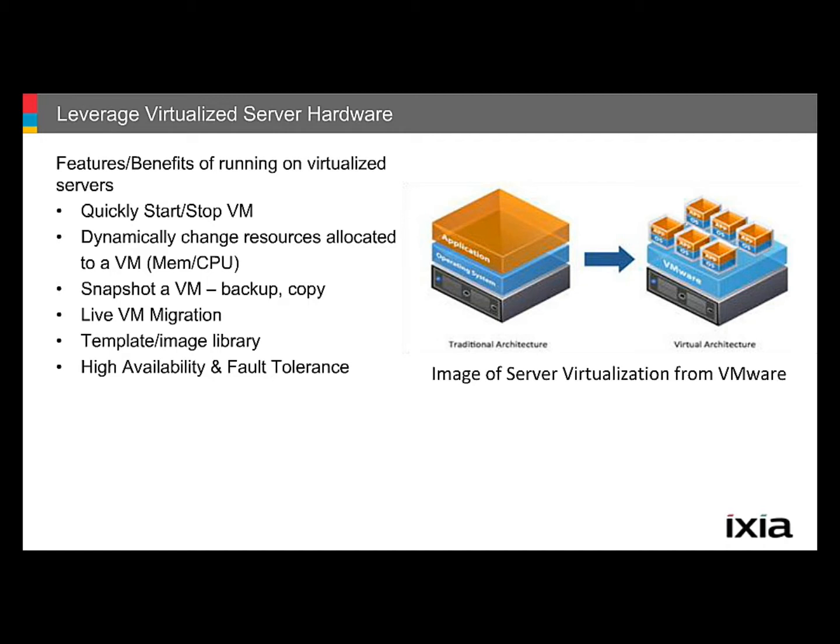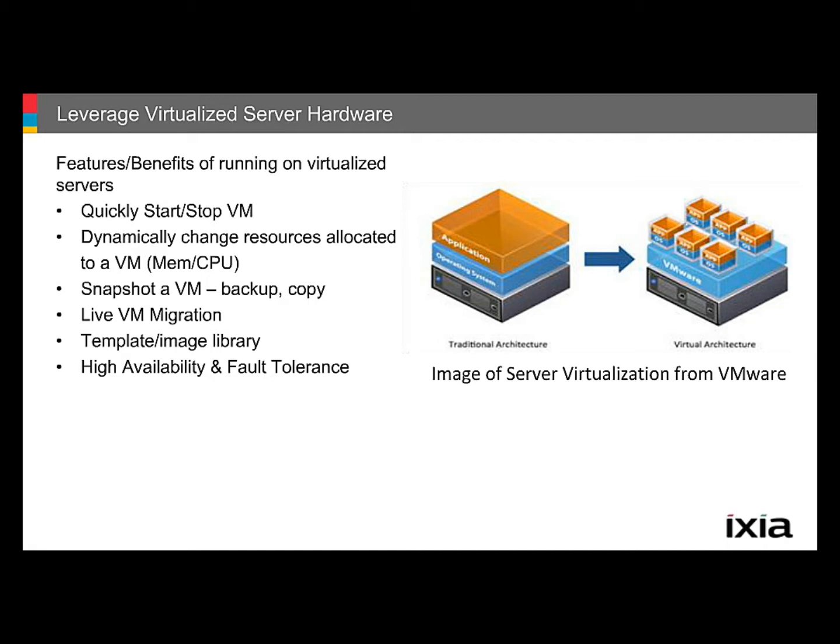As well as in the virtual space, you can snapshot a VM. So the ability to snapshot can be useful for backup, for copying in terms of replicating. So there's a lot of benefit there. Also, the virtual infrastructure supports live VM migration. So this is taking a virtual machine while running and moving it from one physical server to another physical server. It's a very compelling capability that this infrastructure offers.